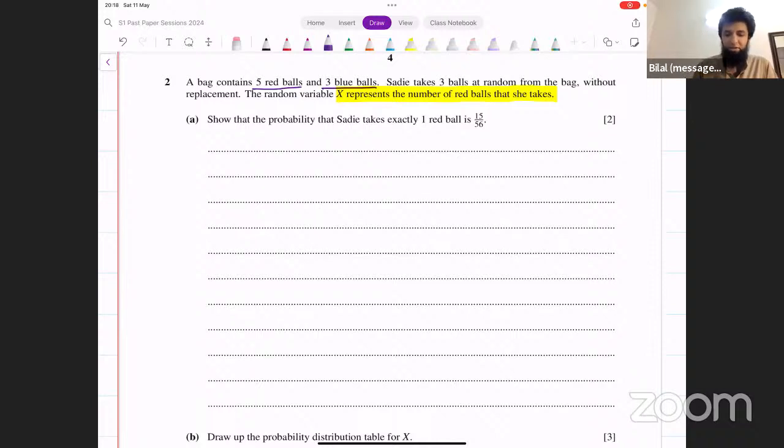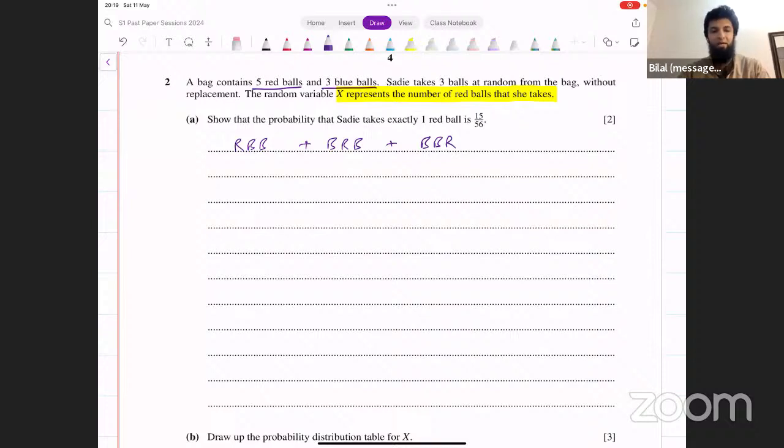One possibility could be that she takes a red ball the first time, and then the second time she takes out a blue ball, and then the third time she takes out a blue ball. And then another possibility could be that the first time she takes out a blue ball, and then a red, and then a blue. Another possibility could be that she takes blue balls the first 2 times, and then a red ball the third time. These are the 3 possible cases you would have.